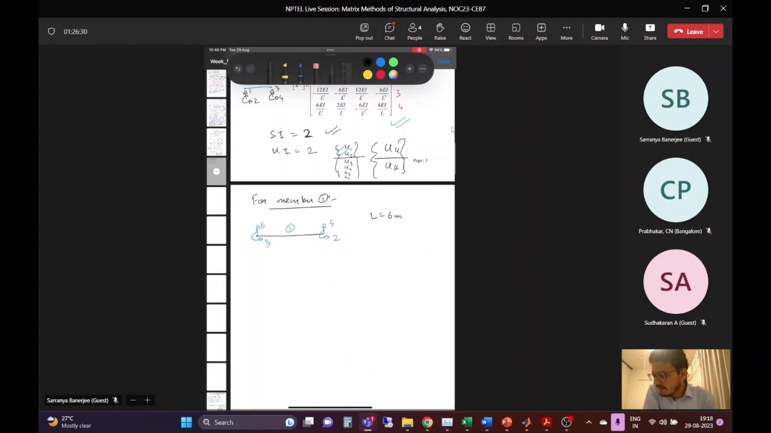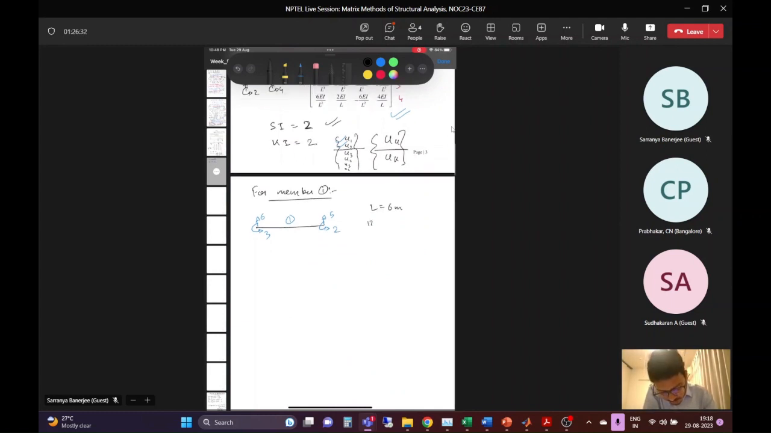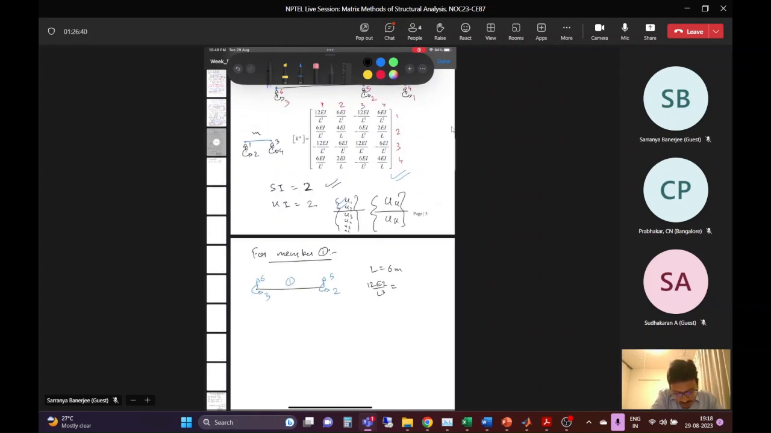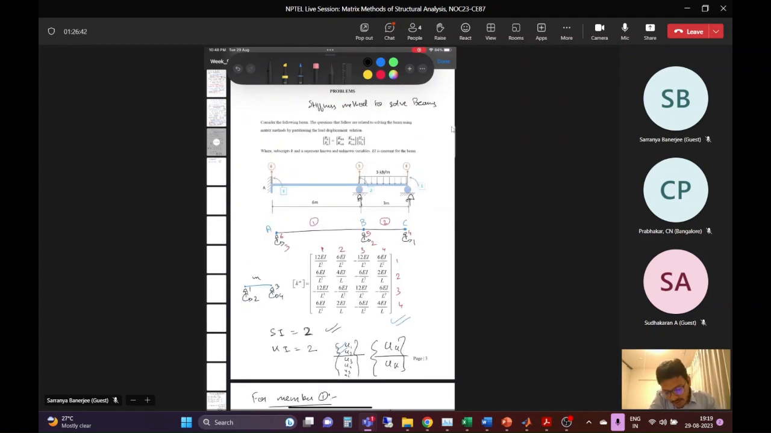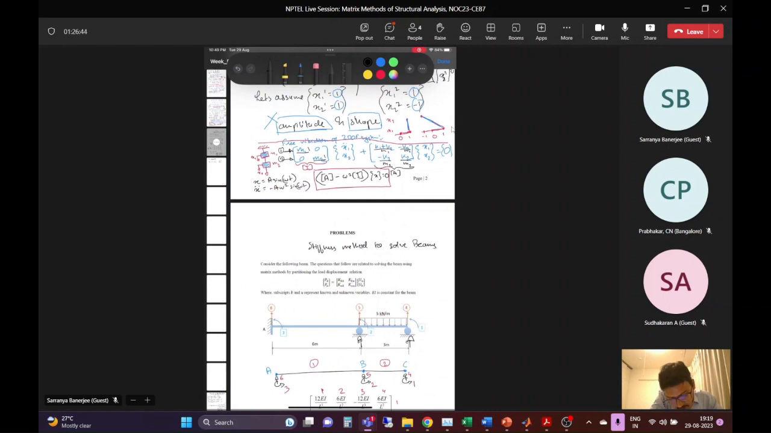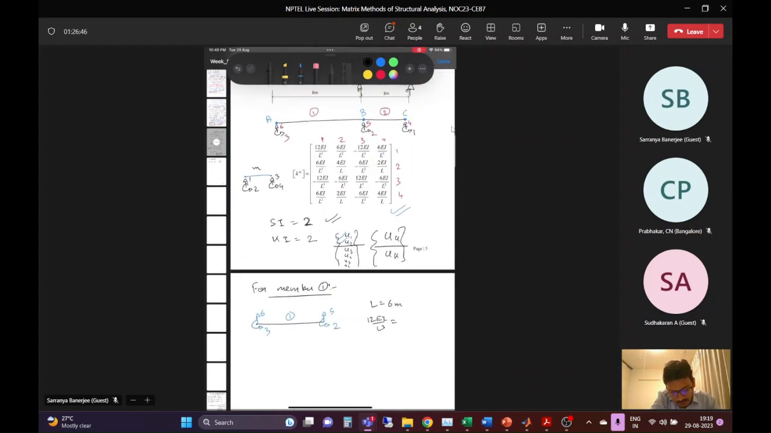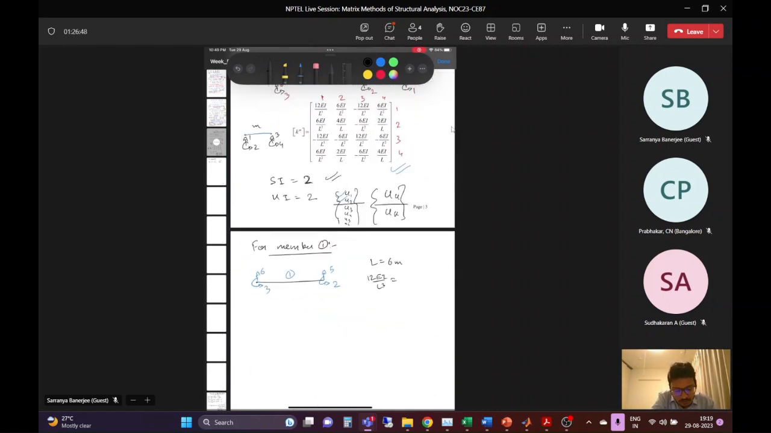So let's find the value of 12 EI by L cube. I hope I don't need to explain why we are finding the value of 12 EI by L cube. So 12 into EI. What is EI? EI is constant, so we keep it as EI. So 12 by 6 cube, how much is that? The answer is EI by 18.